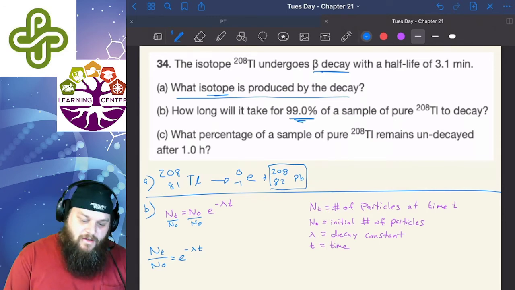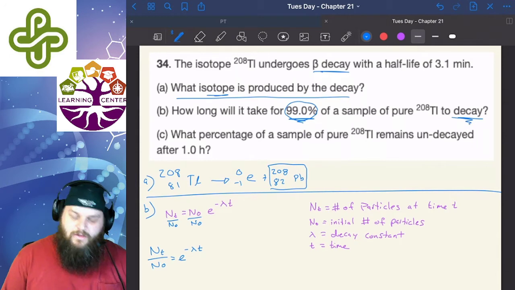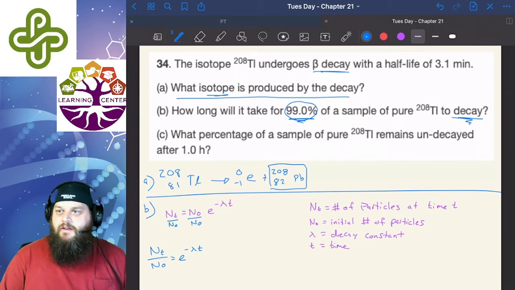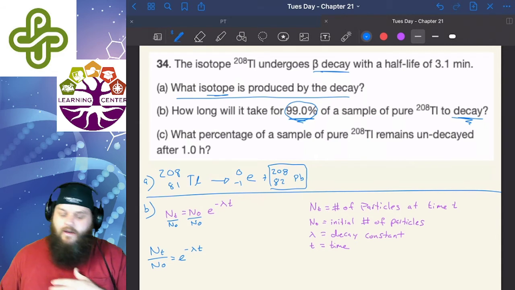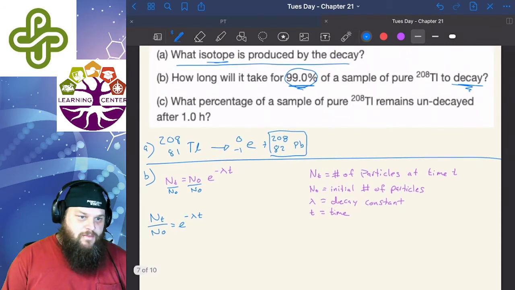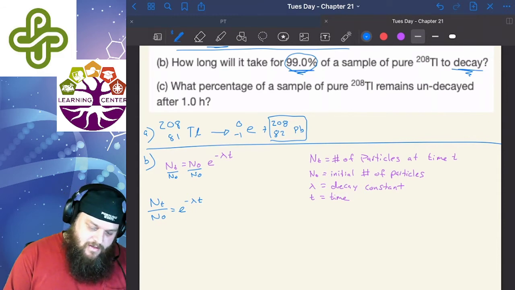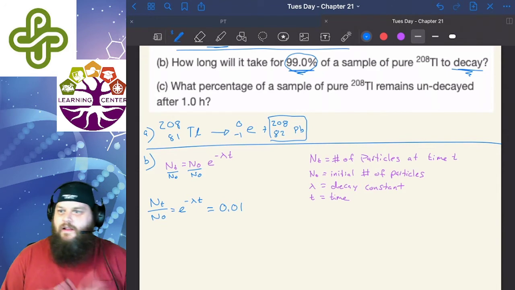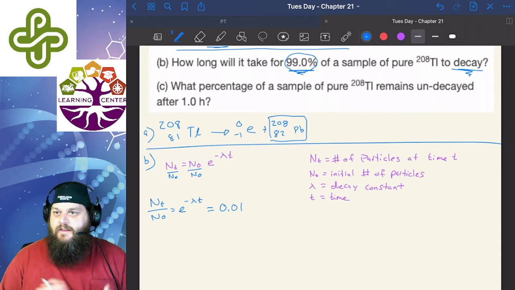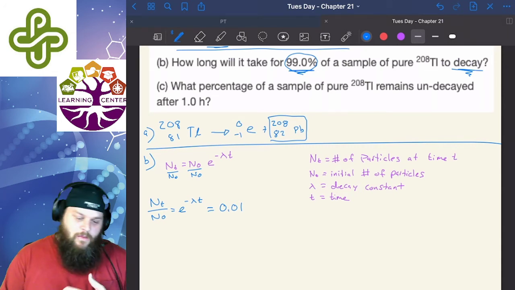So in this case, I want to say how long will it take for 99% of the sample to decay. So we're not looking for 99% there, because we want to see how much is left after 99% is gone. We want to look for 1%. So ultimately this needs to equal 0.01. That's what we're really shooting for there. But to solve that equation, we need to know the lambda value, the decay constant, and the time. Well, what they're asking is how long it will take, so they want us to solve for time.